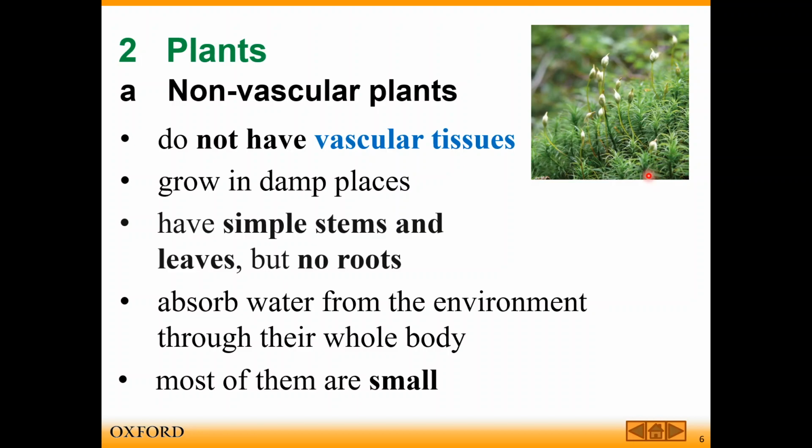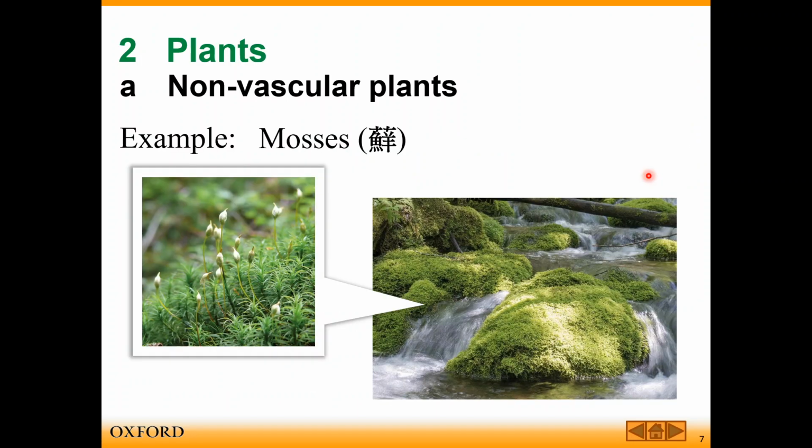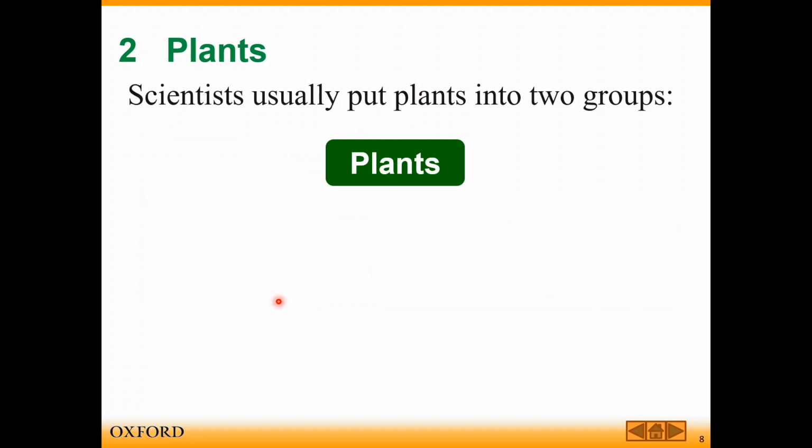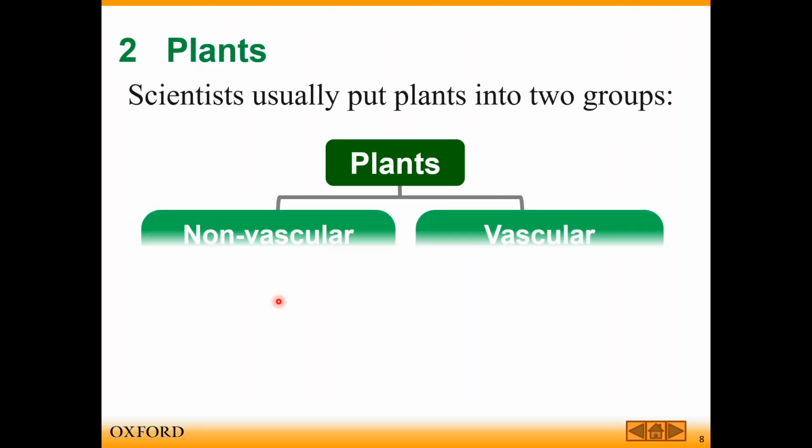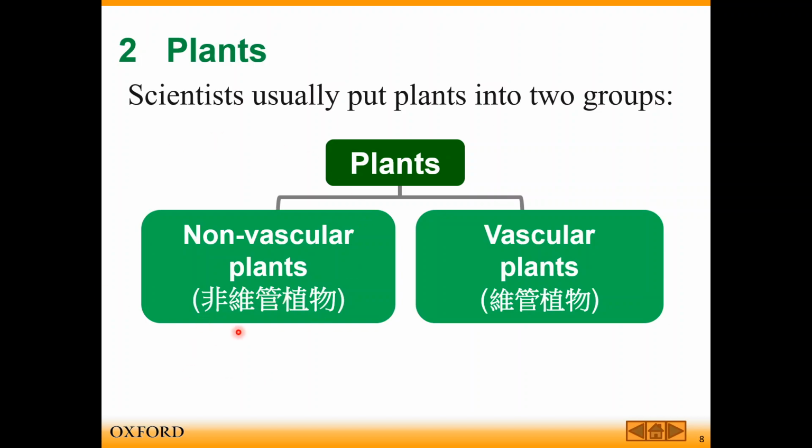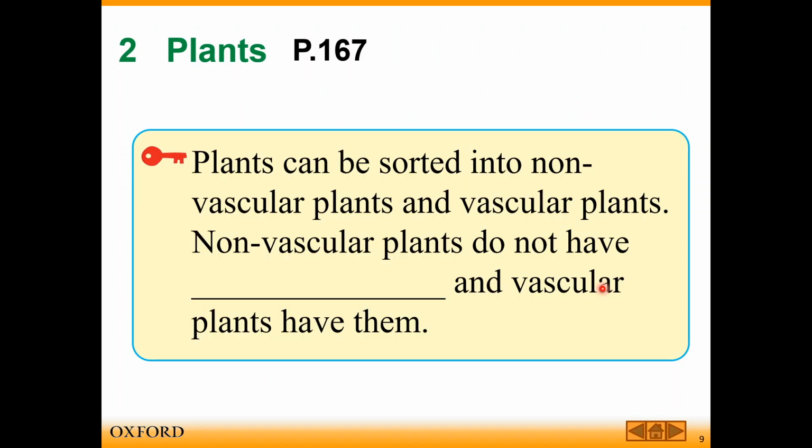Much smaller than vascular plants. What you see here, most of them are non-vascular plants. They are called mosses. If we magnify it, you can see the mosses like this. The very common example of non-vascular plants is mosses. So scientists usually put plants into two groups: the non-vascular plants and the vascular plants.